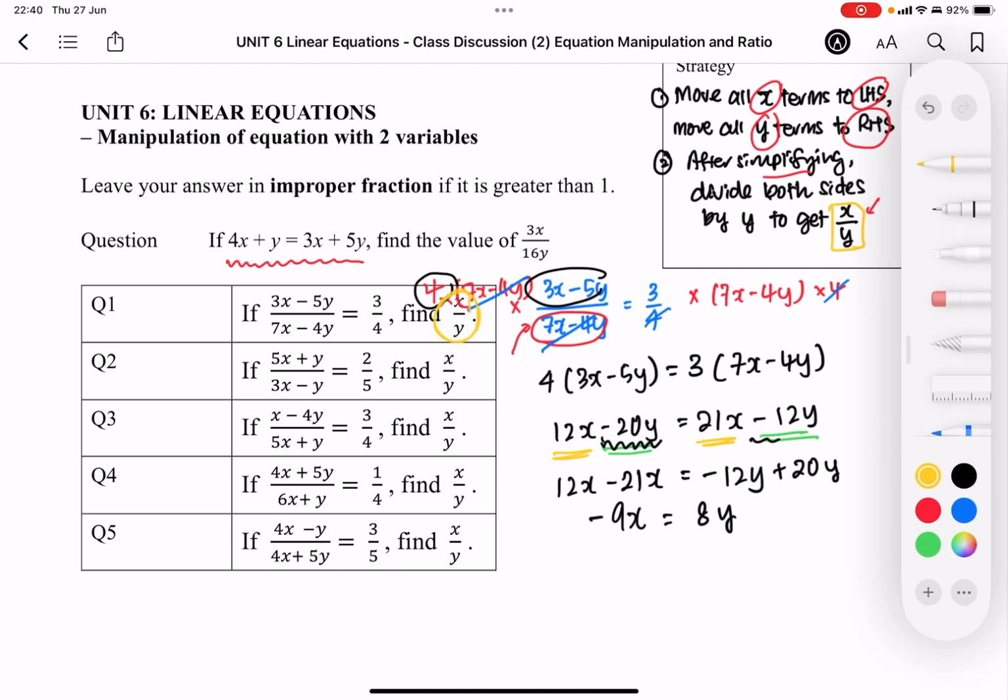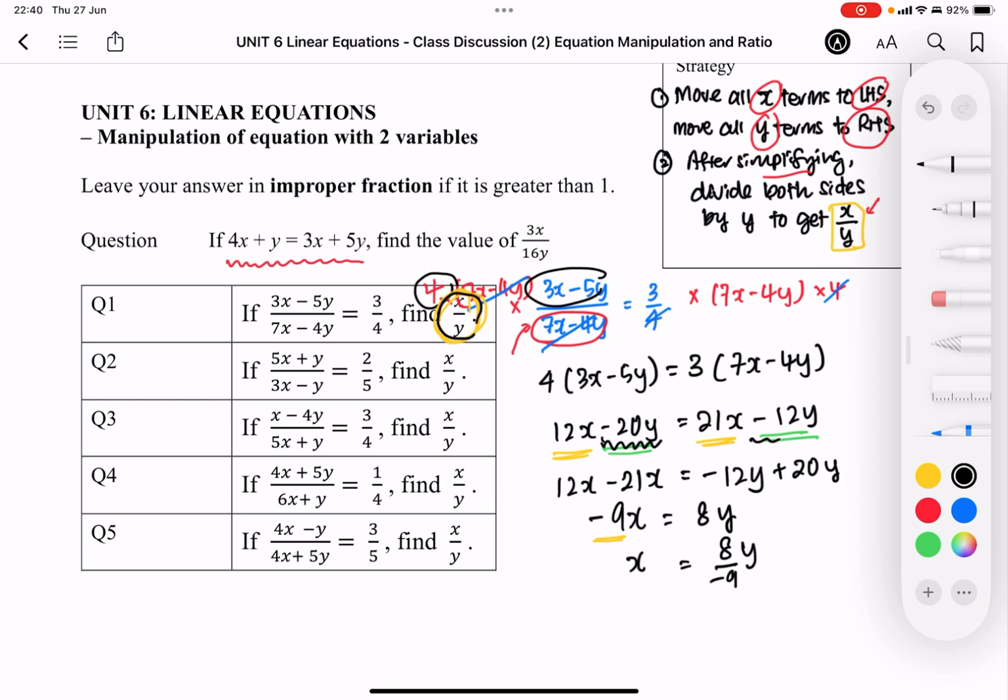So remember, we wanted to get something which is x over y, as shown here. So to do this, first we remove this negative 9. Since it is negative 9 times x, we shall divide both sides by negative 9 and we will get this.